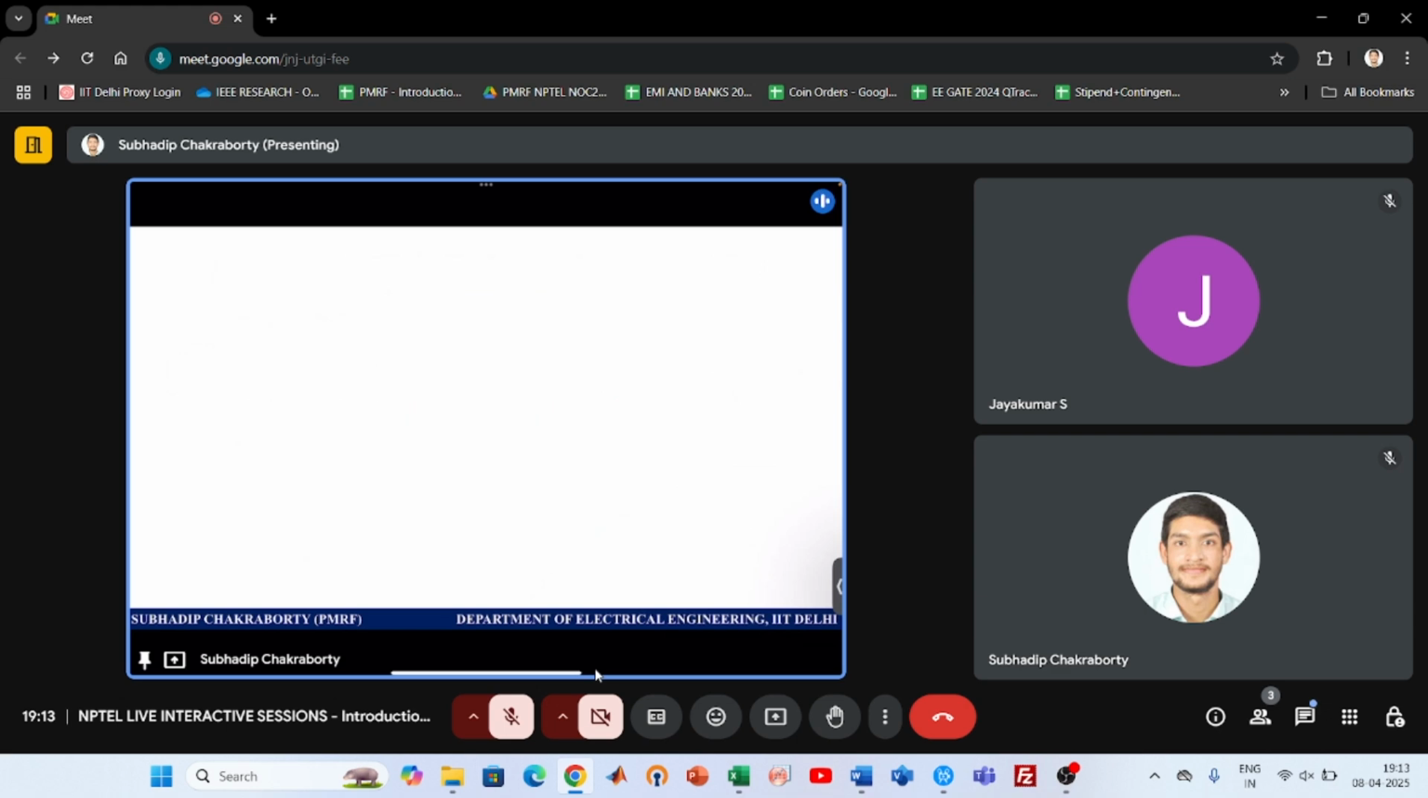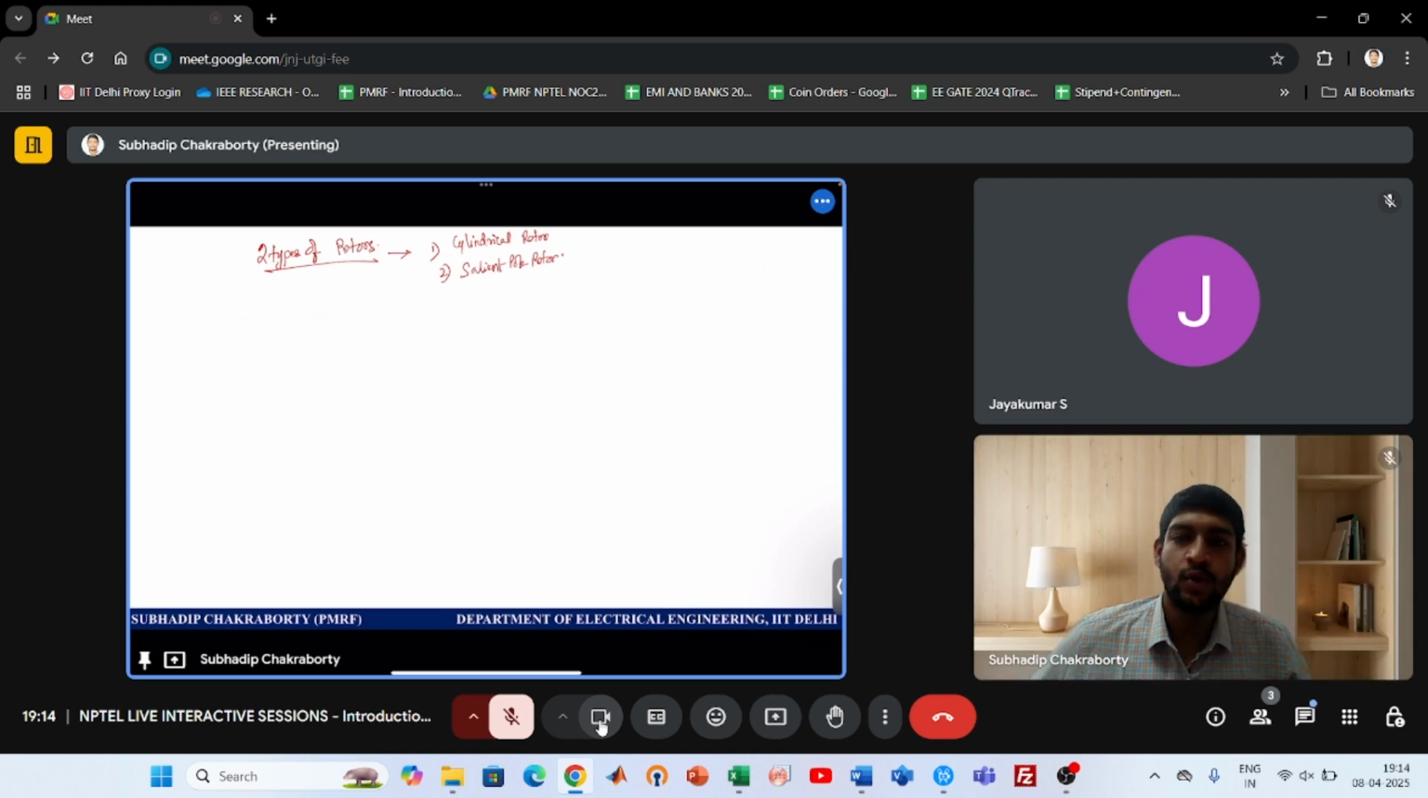So, seeing the construction of a synchronous machine, we have two types of rotors. One is the cylindrical pole rotor, as you have already seen, so I am not stressing these points, and the other is the salient pole rotor. Each has its own advantages and disadvantages. The cylindrical pole rotor is nothing but a cylindrical structure, and you wind wires on it to make it behave like an electromagnet.